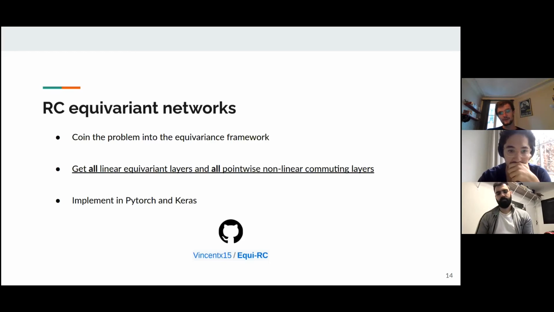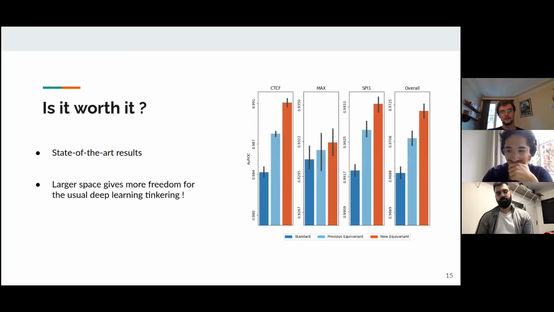And now the second question is, is it worth it? We got a state-of-the-art result using this framework, because the way we can think of it is that we have enriched the family of equivariant functions that was available. There used to be some equivariant functions that had been developed, but we have unraveled the whole space actually. So now we can tweak and try different members of this family, and we have more space to tinker, which is usually very useful in deep learning.